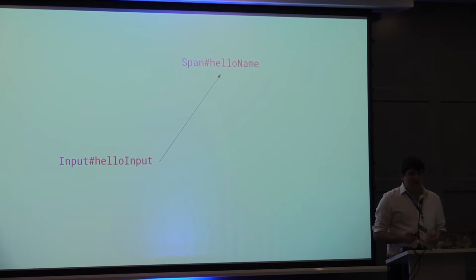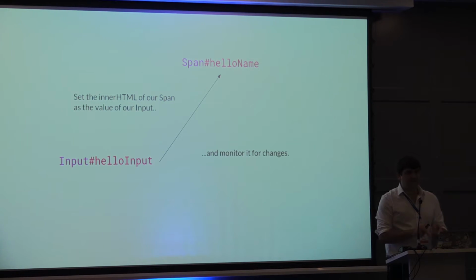Our JavaScript application is going to take the value from that input, hello input, and it's going to set the HTML inside of our span to be the value from that particular input. But crucially, rather than just doing that once and then forgetting about it, it's going to have to monitor it continually, because this is a JavaScript application in a web browser. So if a user decides to change their name, or as they're typing, on each particular key press that they make, we're going to have to update it every single time that happens.